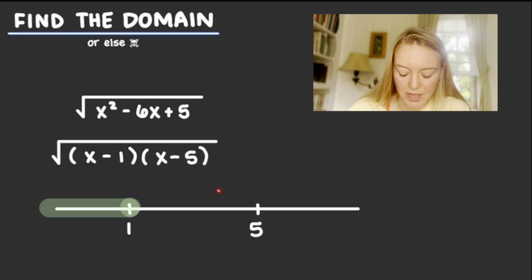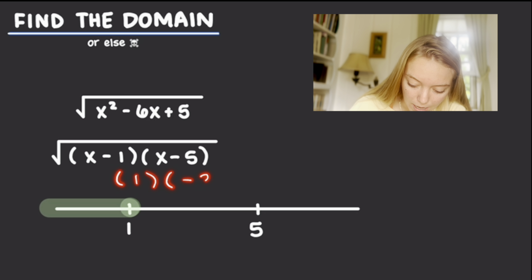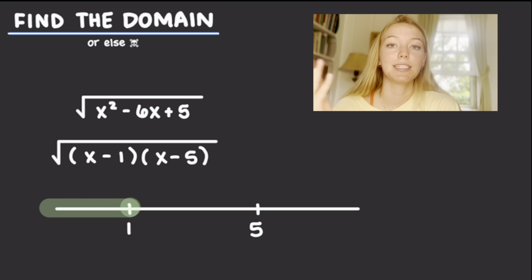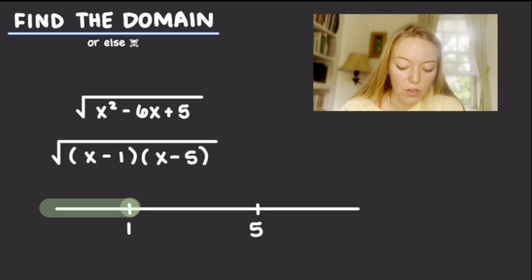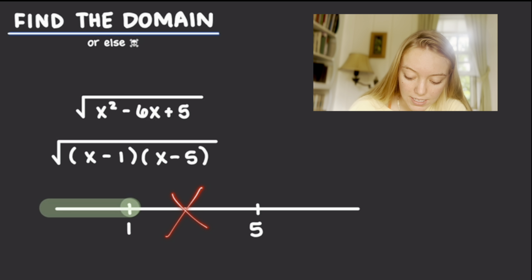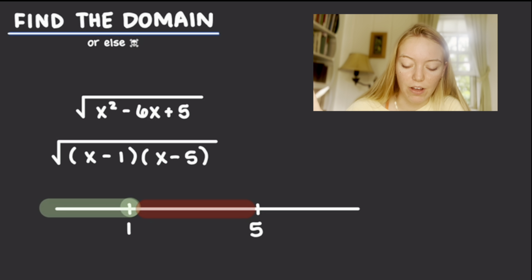Now let's plug in something in the middle here. Let's say we plug in 2. If we plug in 2, this is going to be 1 times -3. But that's going to be a negative number. A positive times a negative is a negative. And we know that we cannot take the square root of a negative number. So that means this area in here is not going to work, because if we plug in the numbers here, it's going to be a negative under the square root.